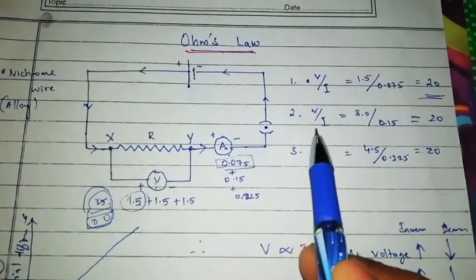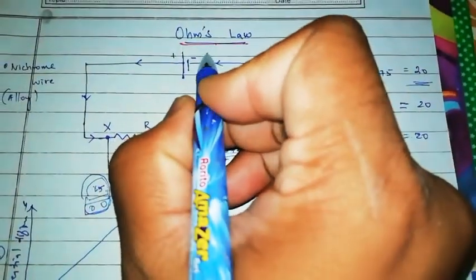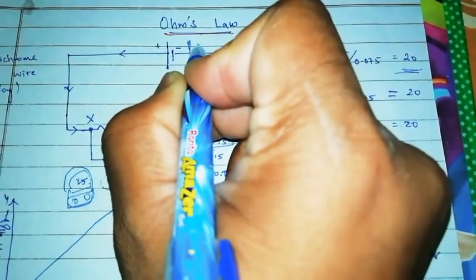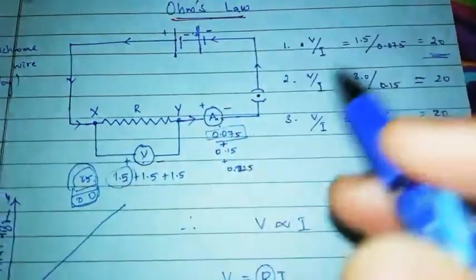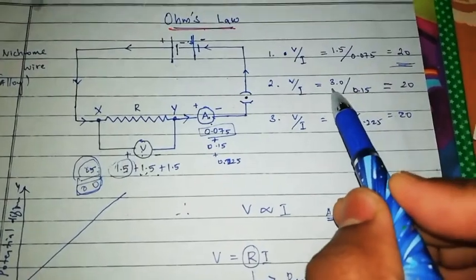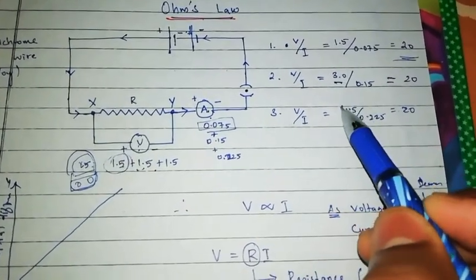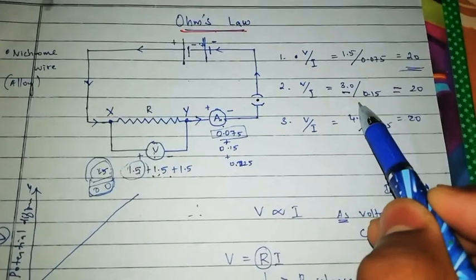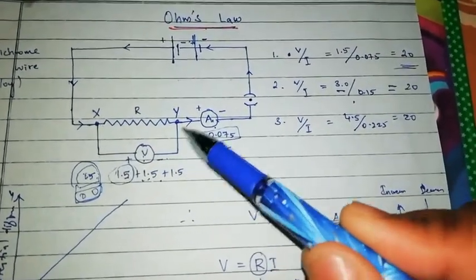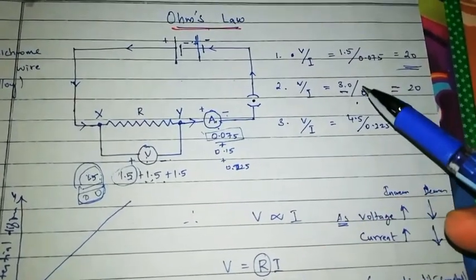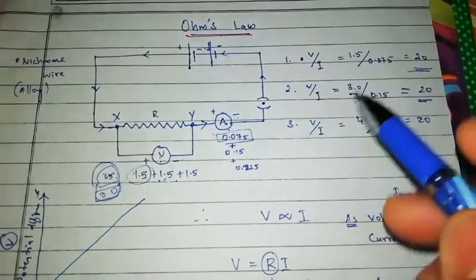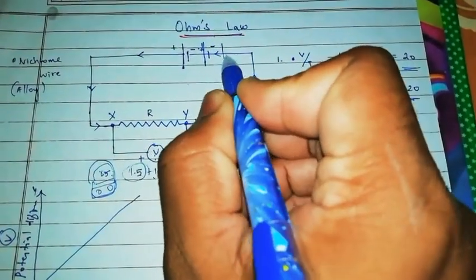And if I increase more, if I add another cell in here, that means again an addition of 1.5 volt, so totally 3 volt of potential difference, which is shown here. And then the current will also increase more. Once the potential difference is increased, the current will also increase. How much? Again 20. The third time, again I am adding another cell.